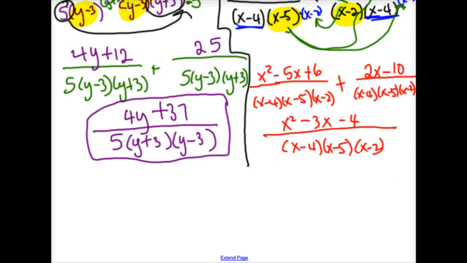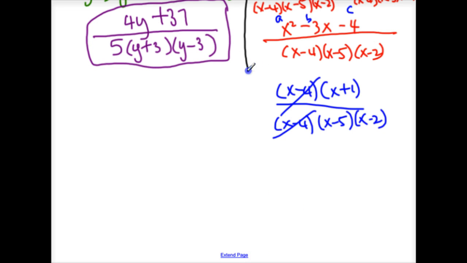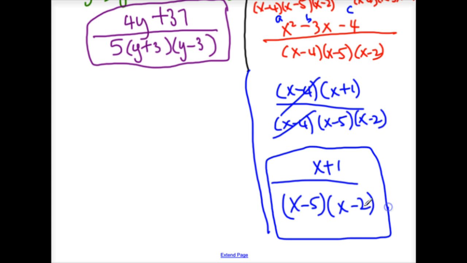Now the last thing that I want to do is go ahead and factor this top part out. Remember, this is my a, my b, and my c. This is factored to x minus 4 and x plus 1 all over x minus 4, x minus 5, x minus 2. My x minus 4s can cancel, and I'm left with x plus 1 over x minus 5 and x minus 2. This is my final answer.